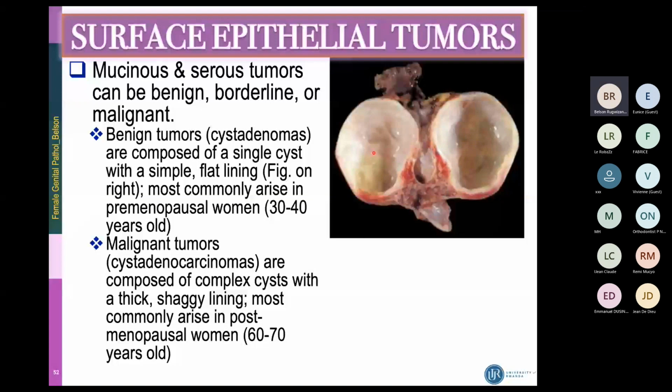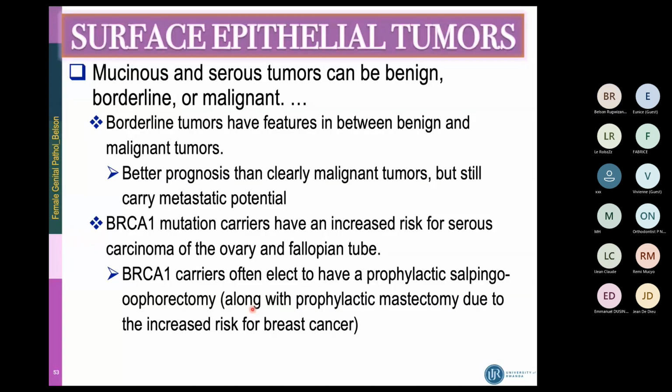So they can be benign, called cystadenoma. Of course, niba ari serous tuzongereja mu serous cystadenoma. If it is mucinous, we should say mucinous cystadenoma when it is benign. Then when it is malignant, we call it cystadenocarcinoma. And it is usually seen in older people, as it is shown here.